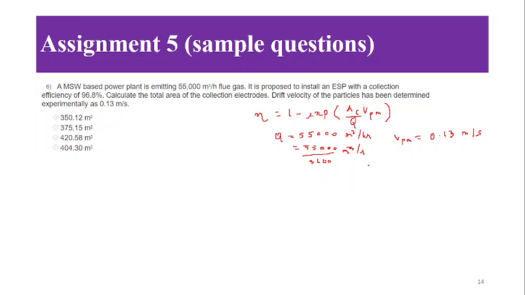So it can be calculated as 0.968 is equal to 1 minus exponential of, we don't know the collection area, and drift velocity will be 0.13, and this will be 55,000 by 3600. So if you solve this, you will get the answer as the last option, which is 404.3. It comes out as 404.5, but it's near to this value, so 404.3 is the correct answer here.